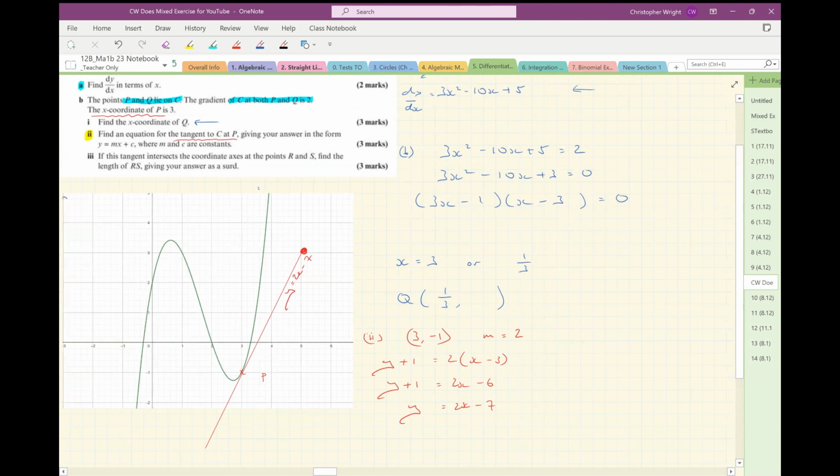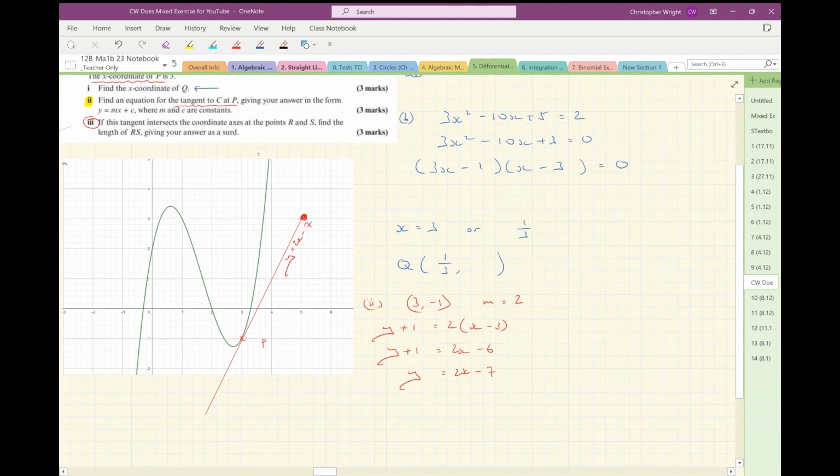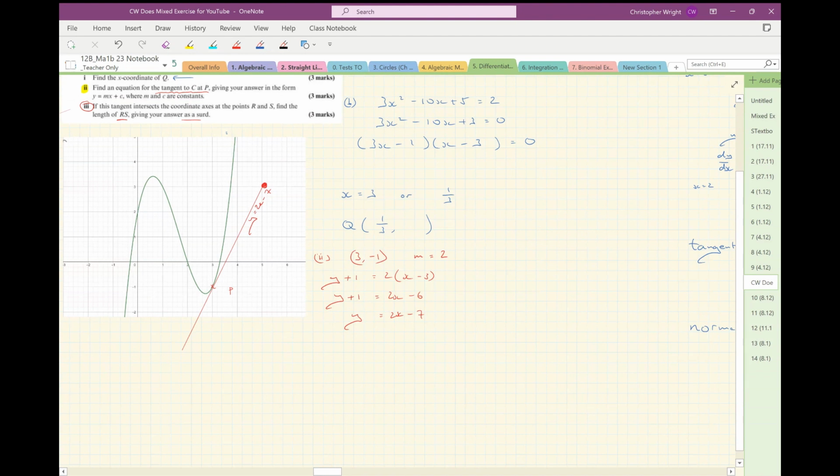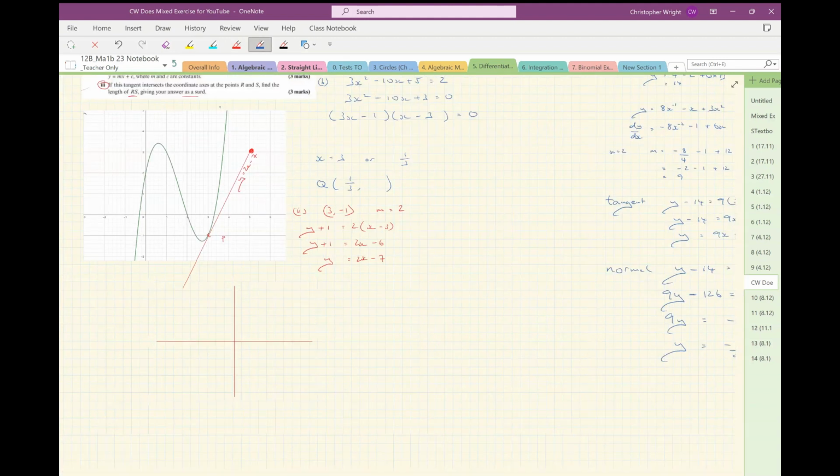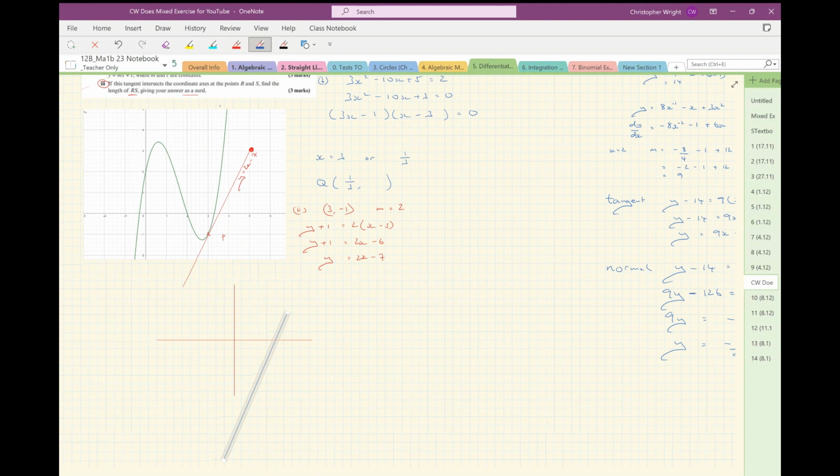Right, so now I've just got part 3 to do. If this tangent intersects the coordinate axes at the points R and S, find the length of RS, giving your answer as a surd. So what it's asking me to do here is find the points where this line, y equals 2x minus 7, crosses the axes, and then find the distance between each of those, the distance RS.